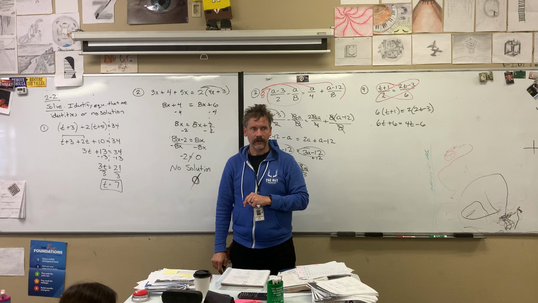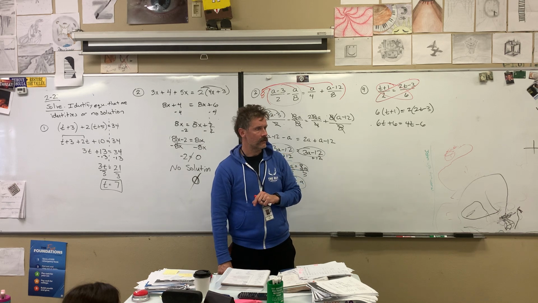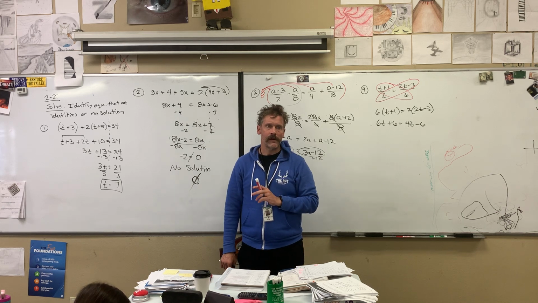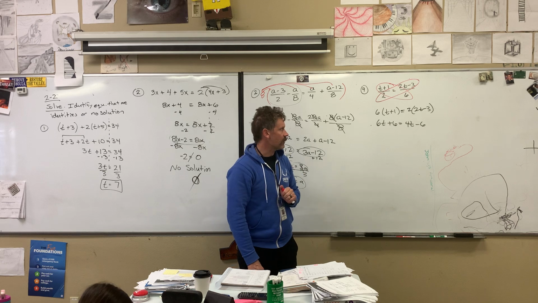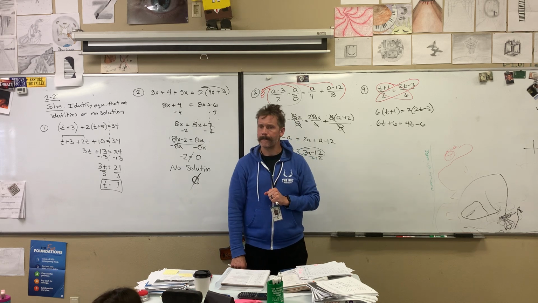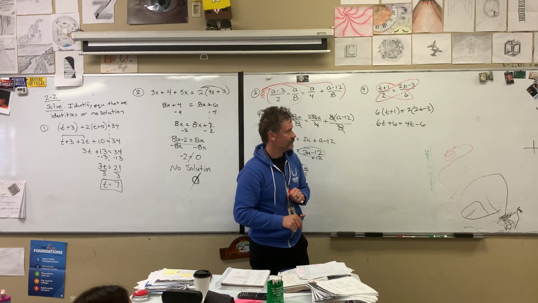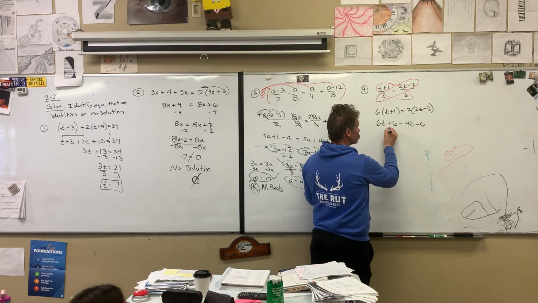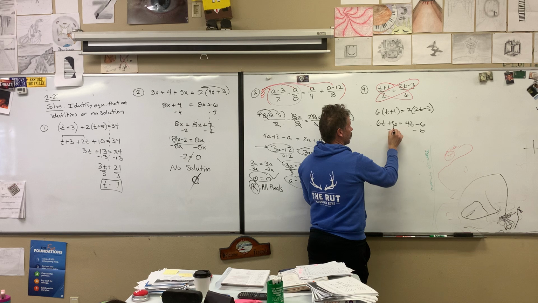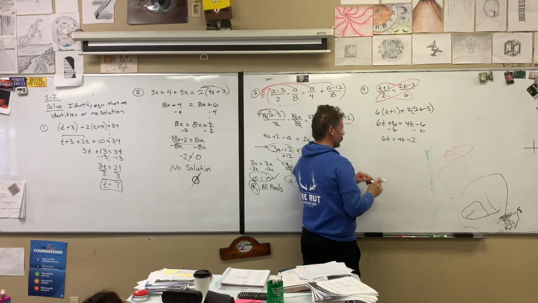This is no solution. Yeah, it is. What would our next step be? Minus 6 from both sides. Okay. That would cancel. You'd have 6t is equal to 4t minus 12. And then the next step would be what?